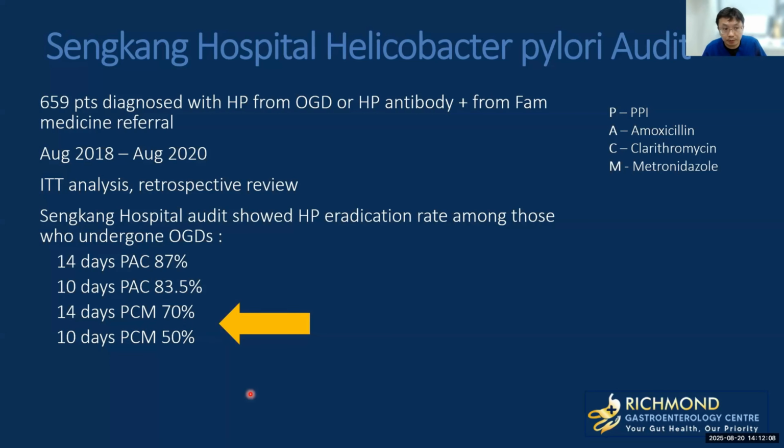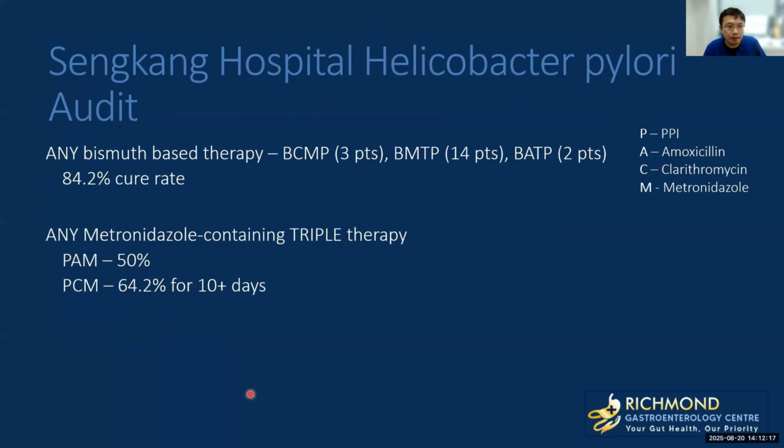So really no point giving PCM, because 30% of the time you know you're going to do second-line therapy and you have a big headache on what to take, what to give. Any bismuth-containing regimen gives you 85%, 84% cure rate. And again, any metronidazole-containing triple therapy, whether it's PCM or PAM, gives you a very, very low eradication rate.